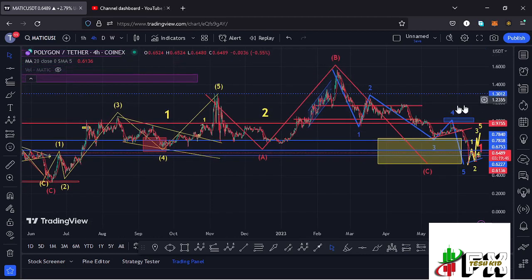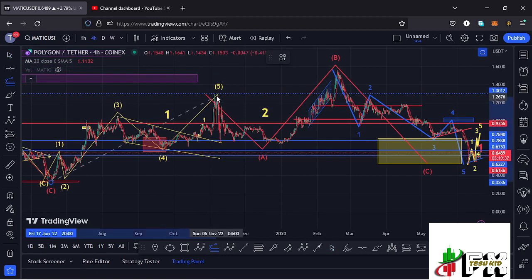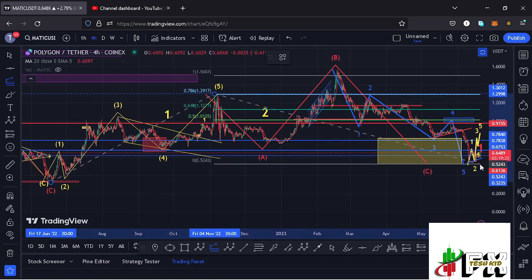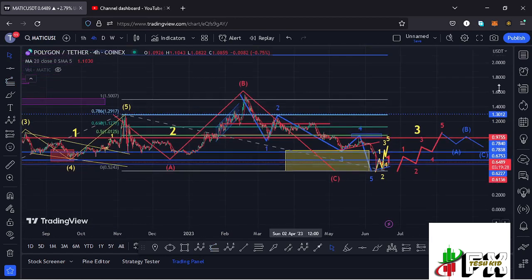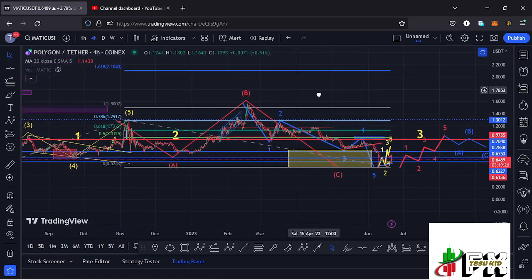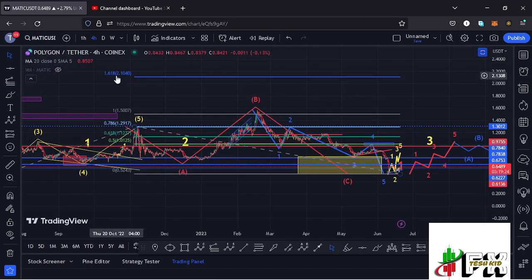And if I give you minimum target areas for that wave 3 by connecting the trend-based Fibonacci from the low of the first wave to the high of that wave 1, then dragging the fibs to the low of the second wave, that now gives me a minimum target area in the formation of that wave 3 at the fib level 1.618, and that is at around the $2.1 mark, and that is the minimum that we can expect Matic to do in the formation of that larger Elliott wave count 3.